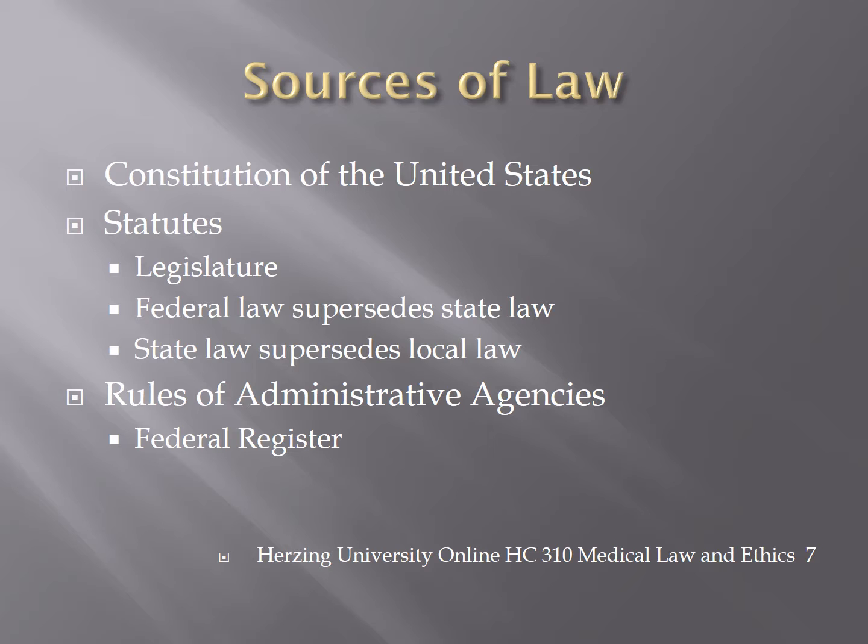Sources of law. The source of law in the United States is initially built upon the Constitution. Statutes from legislatures as well determine the basis of the law. Federal law, if more strict, always supersedes state law, and state law, if more strict, always supersedes local law. Law is also built upon the rules of the administrative agencies of the government and is published in the Federal Register.